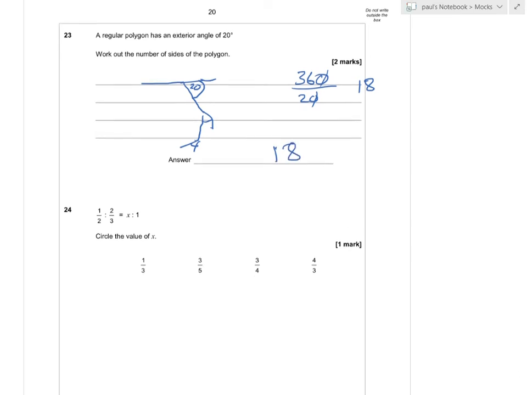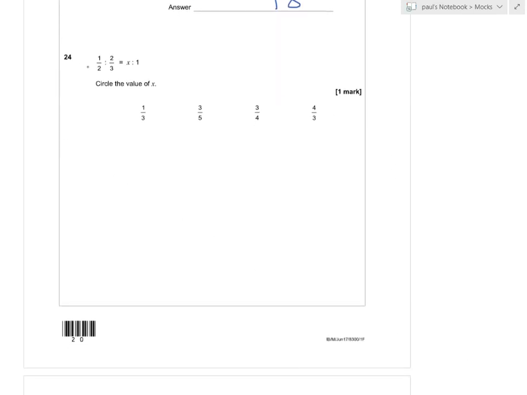Oh, it's one of these ratio thingies. I don't like these. Right, a half to 2/3 equals x to 1. Circle the value of x. So that's 1. So how do you get from 2/3 to 1? Let's have a think about this one.